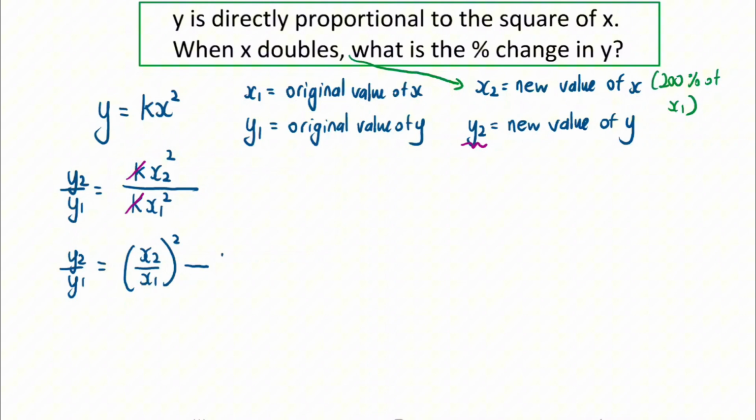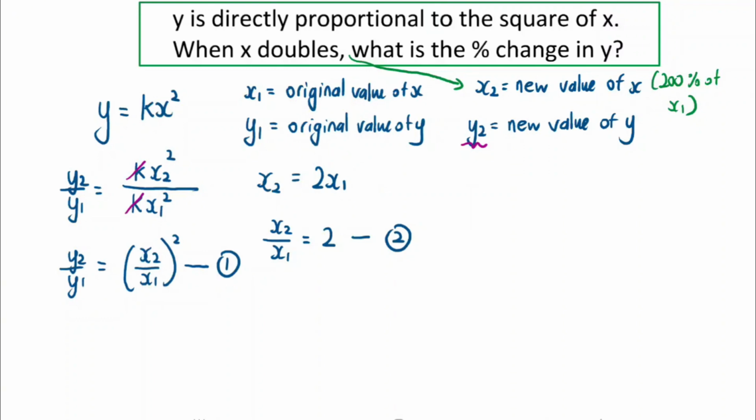So let's label this equation 1 first. Next, I'll write down the link between x2 and x1. So x2 is actually 200% of the value of x1. So we can write x2 equals 2x1. And then I will bring x1 to the left to get this expression x2 over x1 equals 2. And we'll call this equation 2.